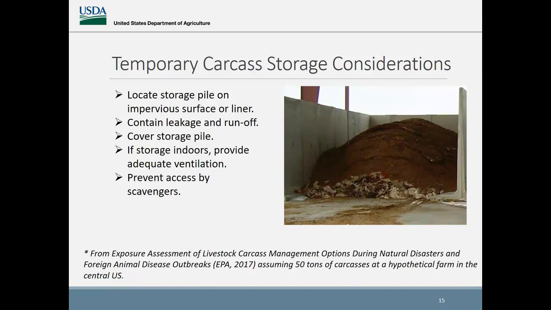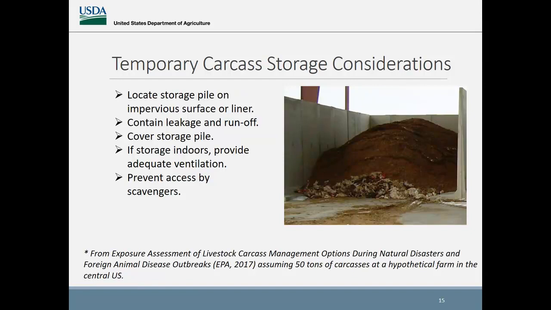In terms of temporary carcass storage considerations, this is an important aspect because if depopulation occurs faster than the ability to manage the carcasses, you're going to have a period of time where those unaddressed carcasses are still high in virus and open to scavengers and insect activity to potentially spread the virus. So it's a very crucial portion of the process.